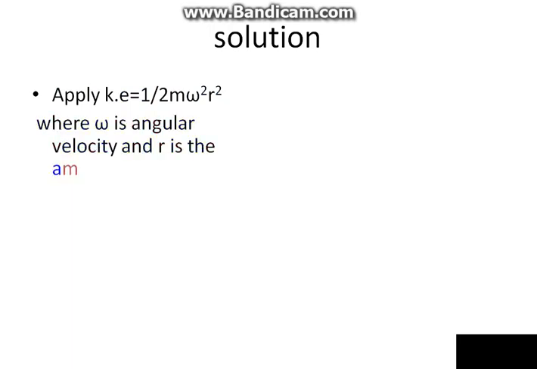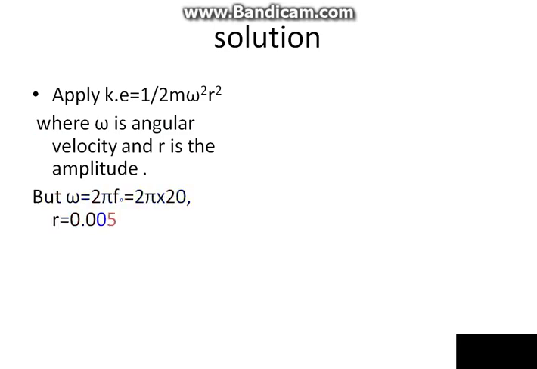Solution. Apply KE equals half m ω² r², where ω is the angular velocity and r is the amplitude, but ω is 2πf, which equals 2π times 20. r equals 0.005 meters and m equals 2 grams, which equals 0.002 kilogram.